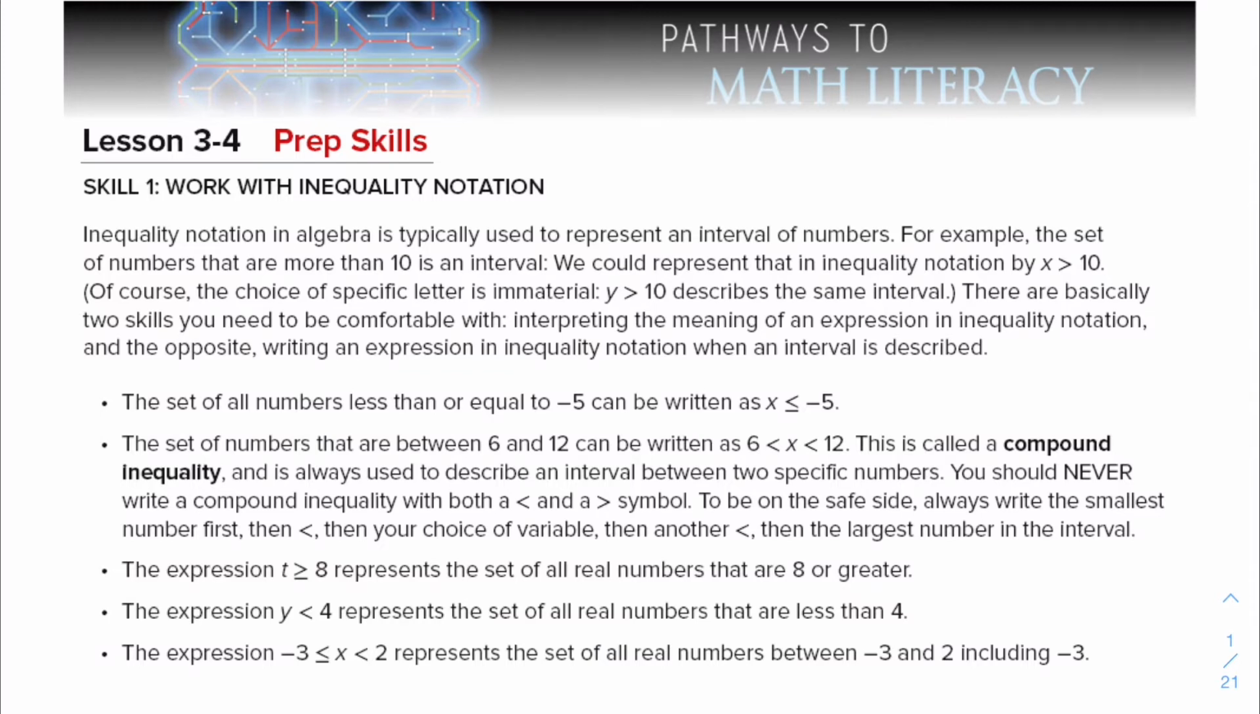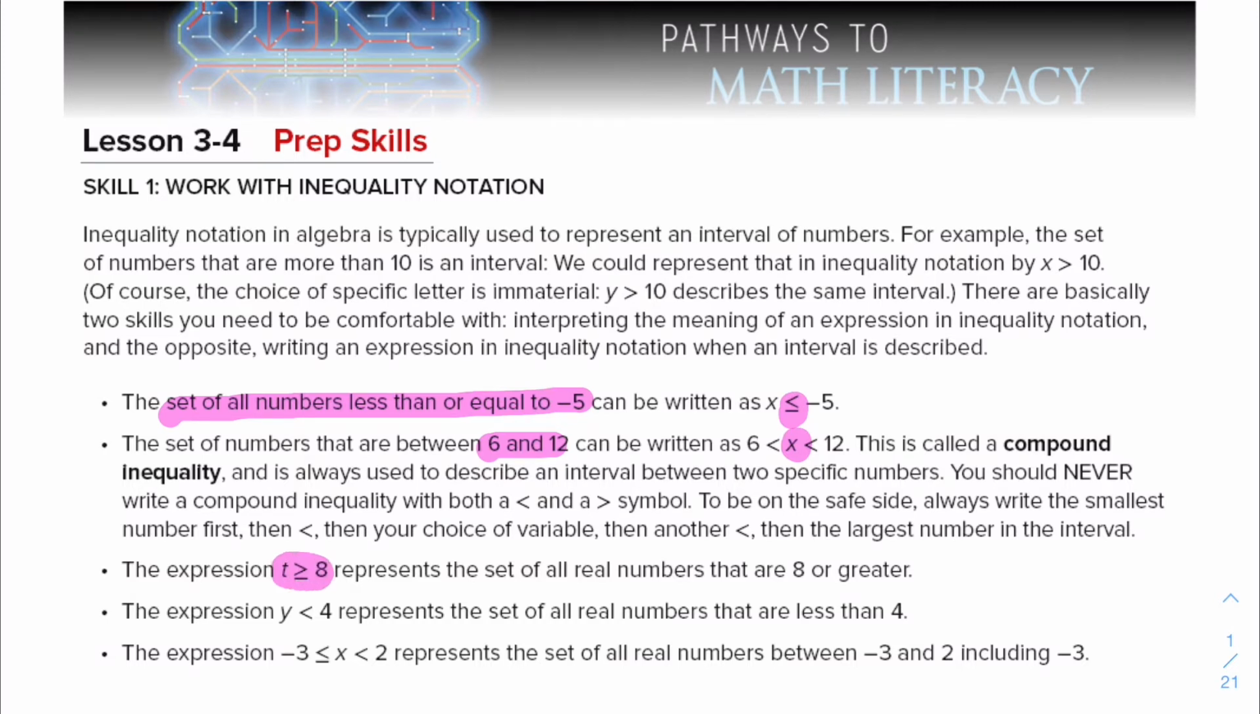Think of if you want to write the set of all numbers less than or equal to 5, that would be less than or equal to. So you indicate an X to say it's less than or equal to 5. If you want numbers between two possibilities, you can write what's called a compound inequality. So the values of our variable can be somewhere between 6 and 12, but you can't equal those options.